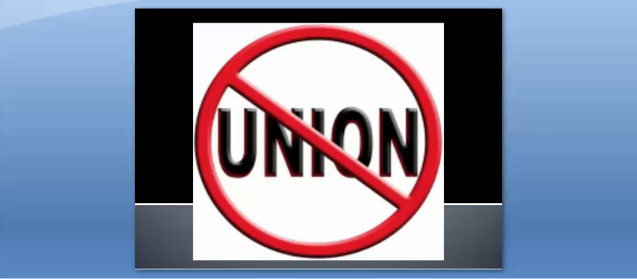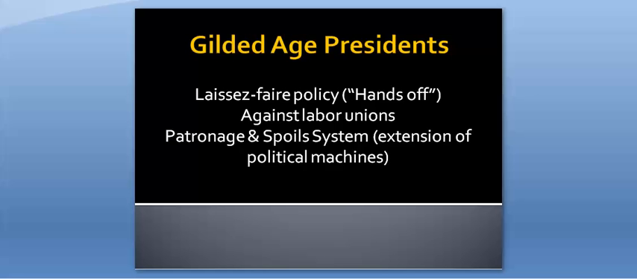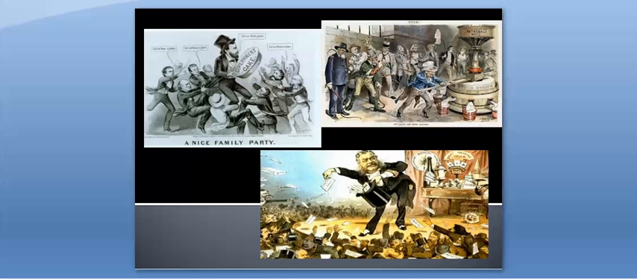These men also practiced patronage and the spoils system. This meant that they gave government jobs to political supporters. It was an extension of the political machines we talked about at the local level. If someone helped the president to get elected, he could appoint them to a government position. The appointee may not even be qualified for the job, but it wouldn't matter. These people were generally lazy, corrupt, and incompetent, which actually hurt the country.